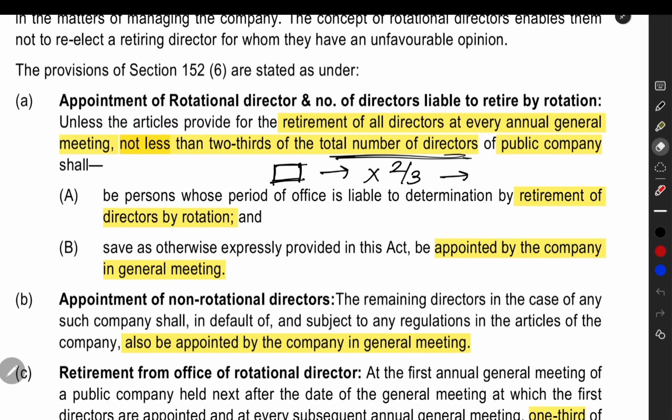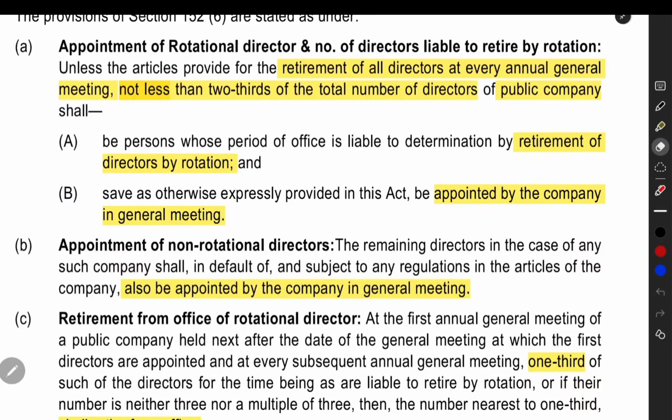Whatever number you get, for example 4.3 or 4.5 or 4.67, you should always round it off to the upper number. You should round it off to 5. 4.3 also will be rounded off to 5 only. This is a very important matter which you should know. You will get some number as the total number of directors. Out of that, you should multiply by 2/3, and the resulting number should always be rounded up. This is the first point.